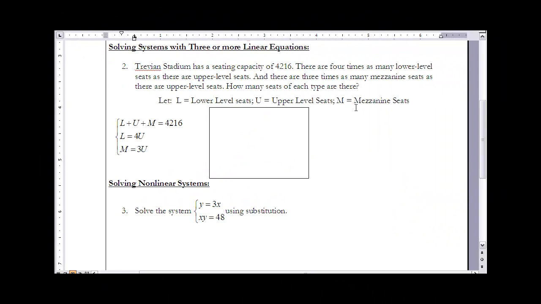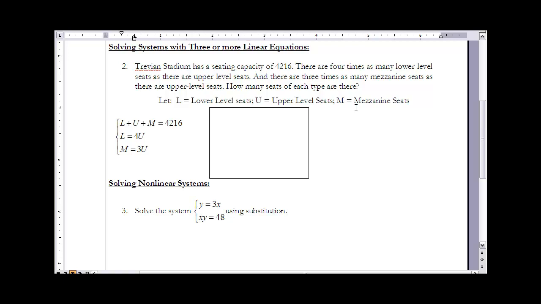Okay, another way that we can use substitution to solve systems is when we have systems that involve more than just two equations. I have an example here of this type of situation, and once again, you want to try to get one of the equations all in terms of one of the variables to help you solve for the rest of the variables.